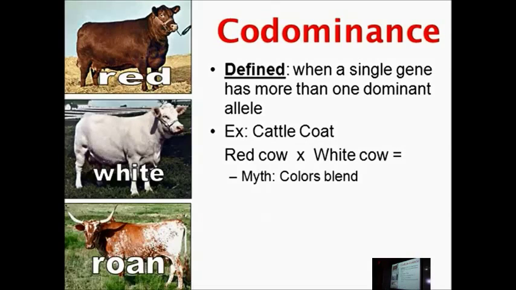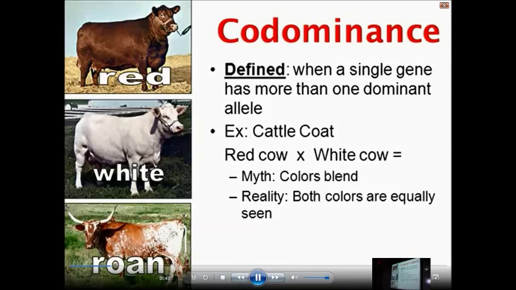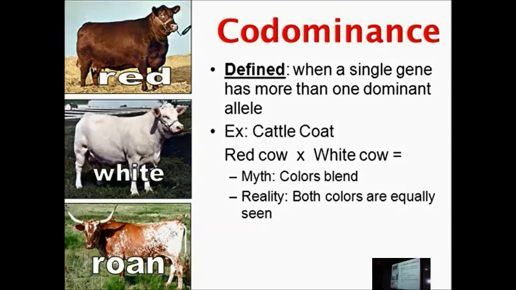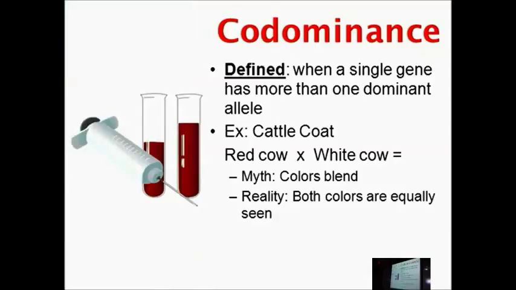Watch this. What we see is a pattern where both colors are equally expressed. You see patches of red and you see patches of white, and we call this color pattern roan. So red is not dominant to white, and white is not dominant to red. They are equally dominant. You see both at the same time.